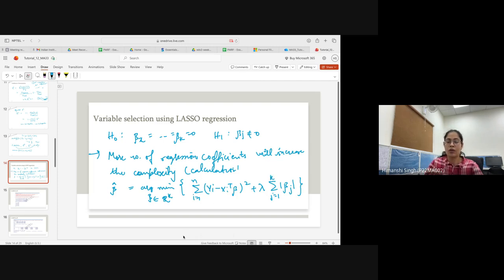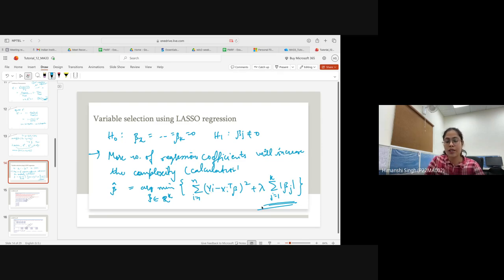Now just suppose lambda is 0. If lambda is 0, this term will be gone. Then we are minimizing the summation of (yi minus xi transpose beta) whole square, which is basically the method of least square estimation, which we have discussed already. So if lambda is 0, it means that we are finding out the least square estimators.